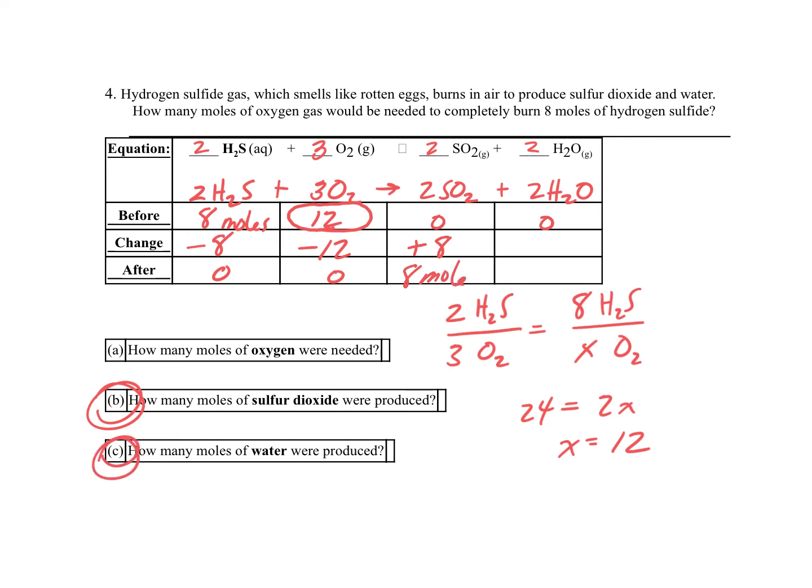And then the next question is how many moles of water are produced? Again, it's a 2 to 2 ratio, so we're going to make 8. And in the end, we have 8 moles.